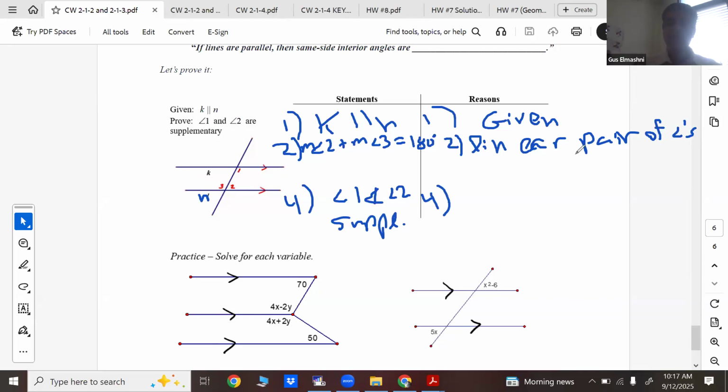And I do have the geo honors teacher here, so I gotta be very careful with how I say things. Okay. They add to 180.